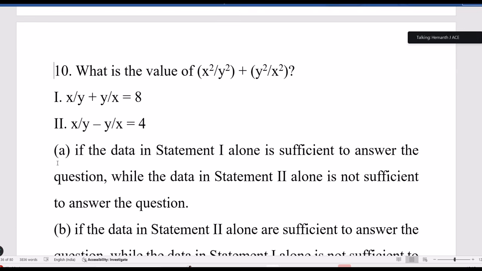X by y plus y by x equal to 8. Can we find the value of x square by y square plus y square by x square?